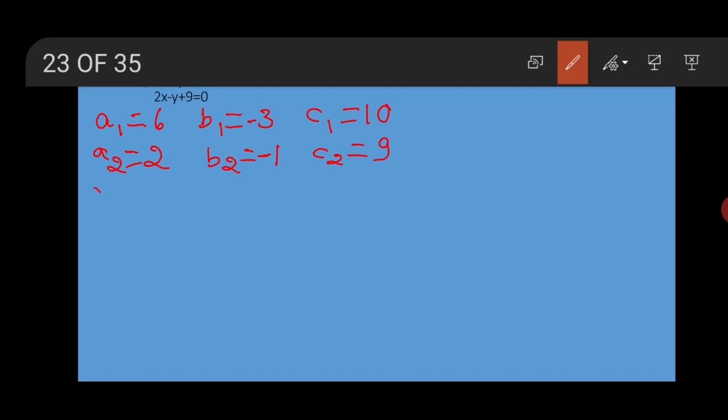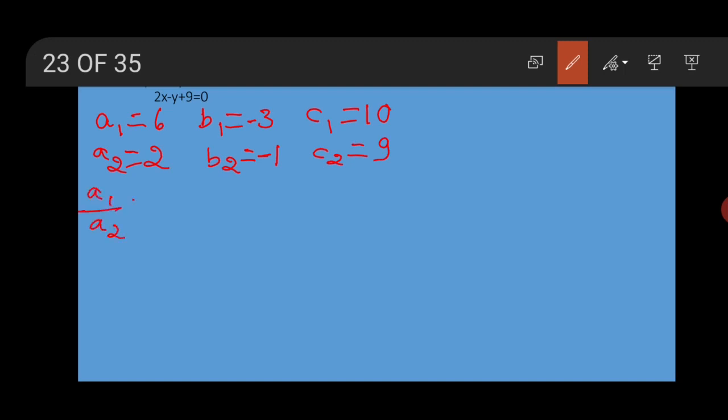In these equations, 6x minus 3y plus 10 is equal to 0 and 2x minus y plus 9 is equal to 0, find out the values of a1, a2, b1, b2, c1, c2. What is the value of a1? a1 is equal to 6, b1 is equal to minus 3 and c1 is equal to 10. Again, a2 is equal to 2, b2 is equal to minus 1 and c2 is equal to 9.